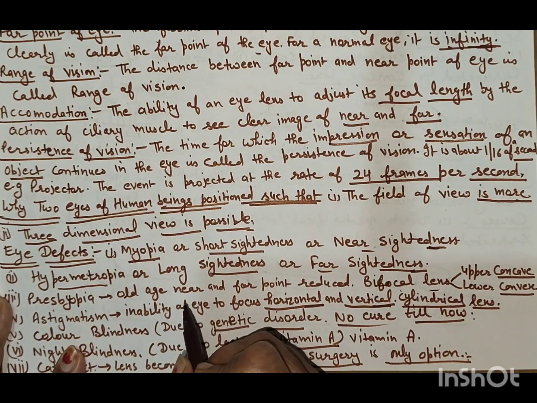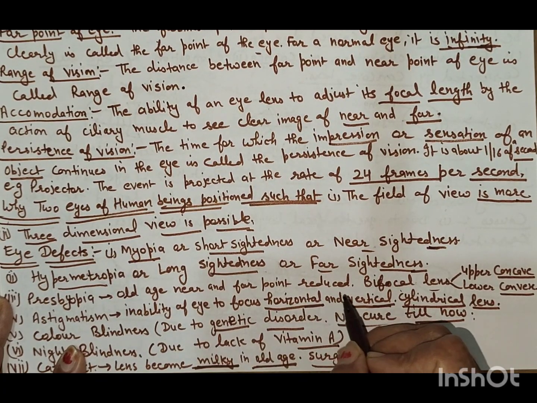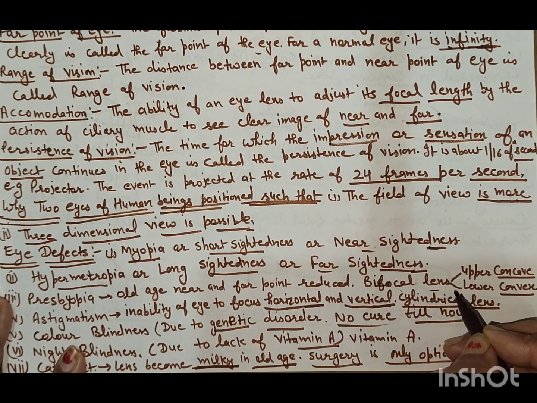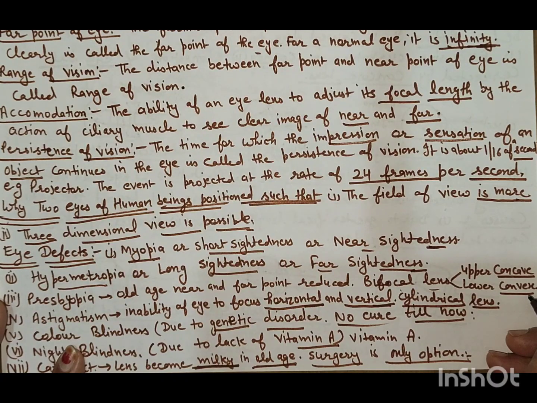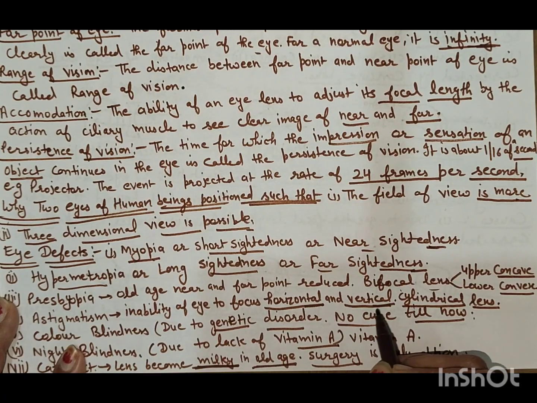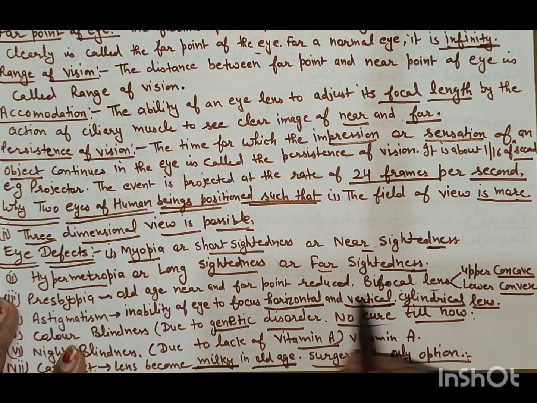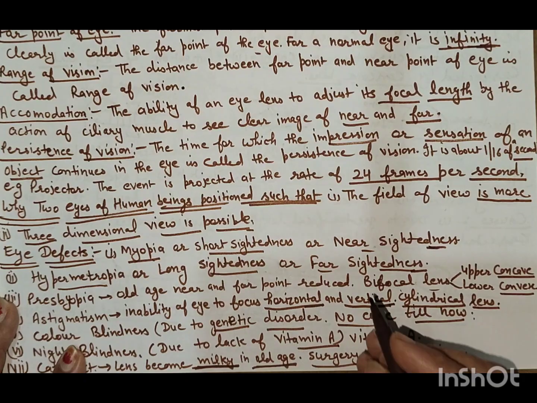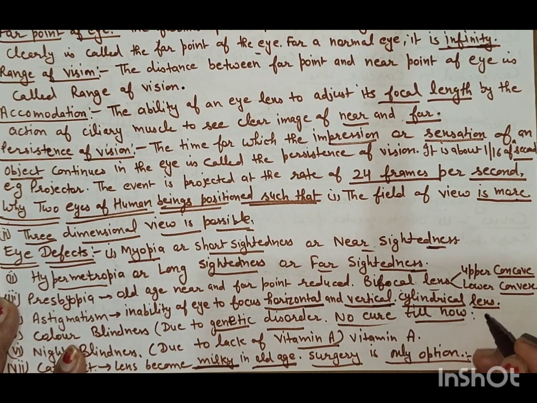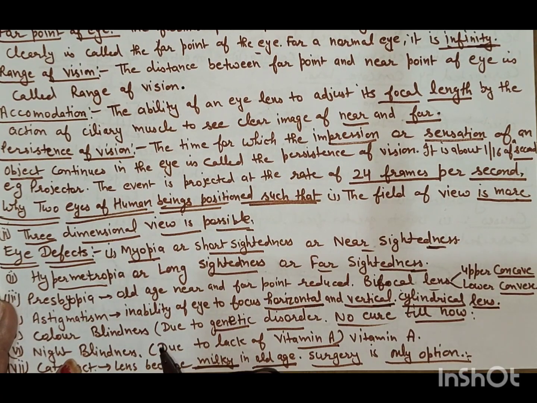It is the old age defect, and near and far points both reduce, and it can be corrected by the bifocal lens. Upper we can use concave lens, and lower we can use convex lens. Astigmatism is the inability of the eye to focus horizontally as well as vertically. A person suffering from this defect cannot focus horizontally and vertically side by side, and this can be corrected by the cylindrical lens.